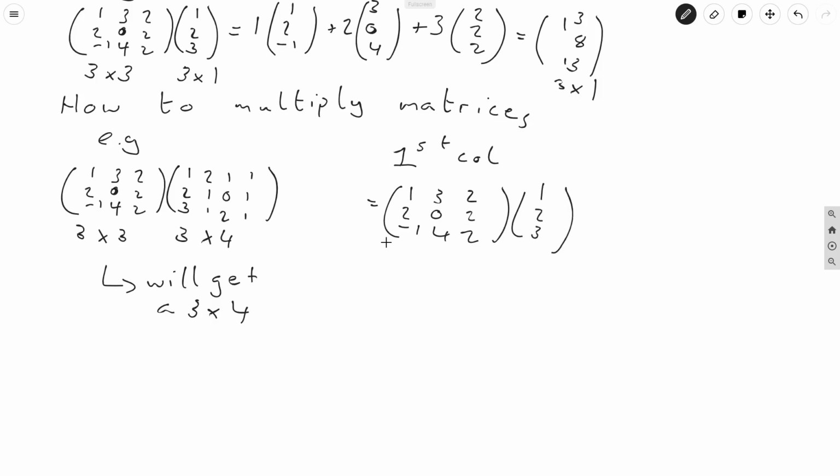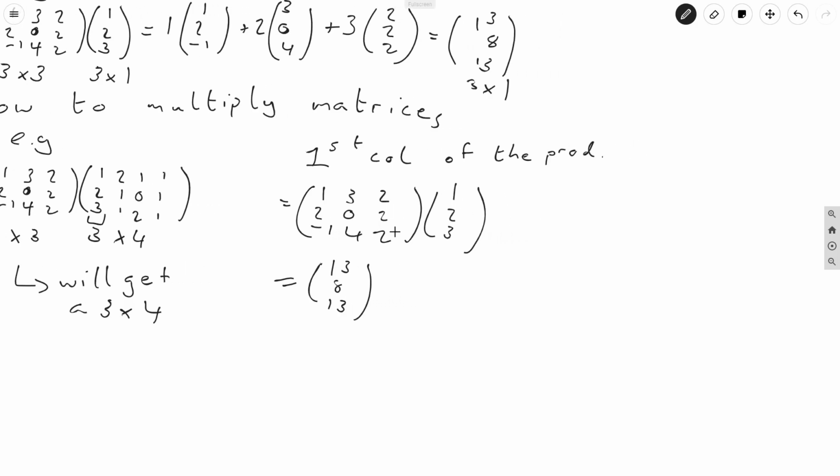So what did I do here? The first column of the product is given by putting the first column of our right matrix into our left matrix. Since we know how to do vector multiplication, this should be pretty easy. So this becomes 1, 2, minus 1, plus 6, 0, 8, plus the third term. We just did this example, so I'll just go with it. It's 13, 8, 13.